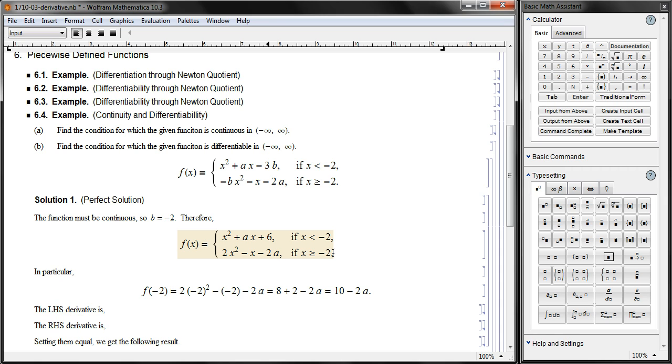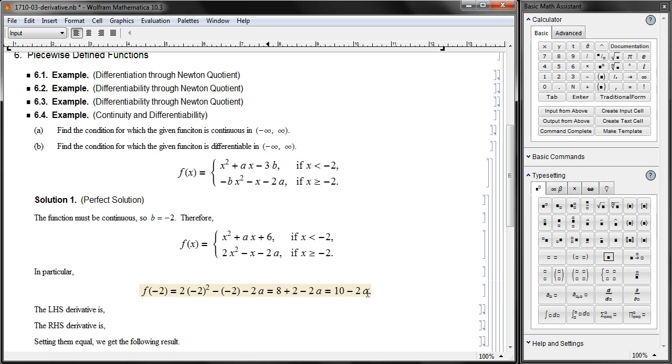If you don't have continuity, then there's absolutely no point considering any kind of differentiability, so this is a necessary step. Okay, here we go. And in particular, f of -2, well, equality is here, plug it in, and then we get 10 minus 2a. As a matter of fact, both will give you 10 minus 2a.